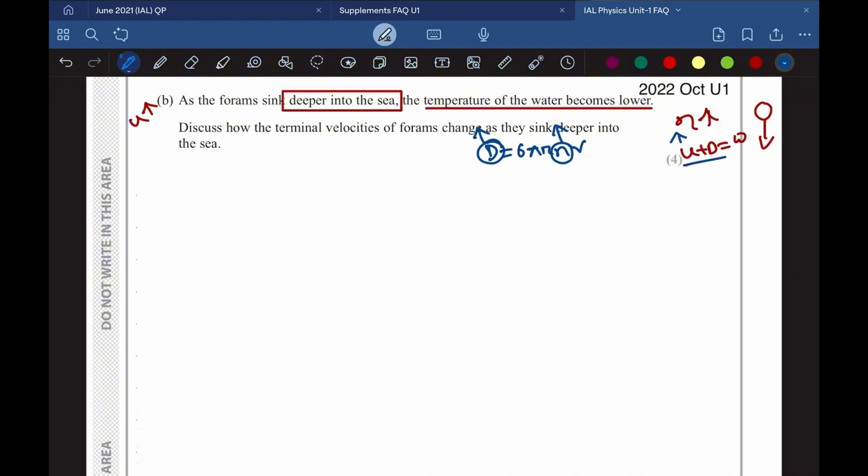So basically upthrust and drag both have increased. As upthrust and drag are both upward forces, and the upward force is now greater than the downward force, the weight, the resultant force will be upward, right? But as the foram is going down and the resultant force is upward, the foram will decelerate. Why will it decelerate? Because the resultant force is in the opposite direction to the direction of motion of the forams. So that's why it will decelerate, and its terminal velocity will decrease.